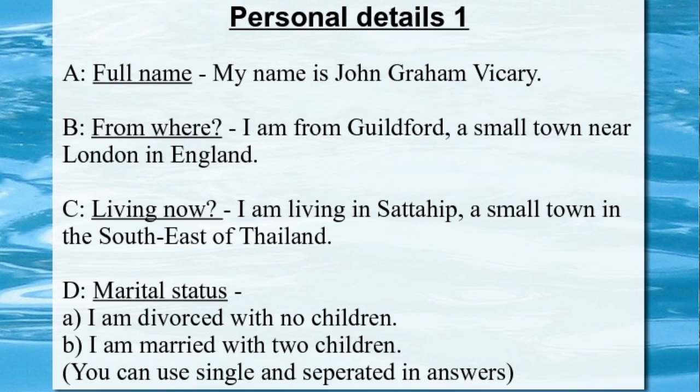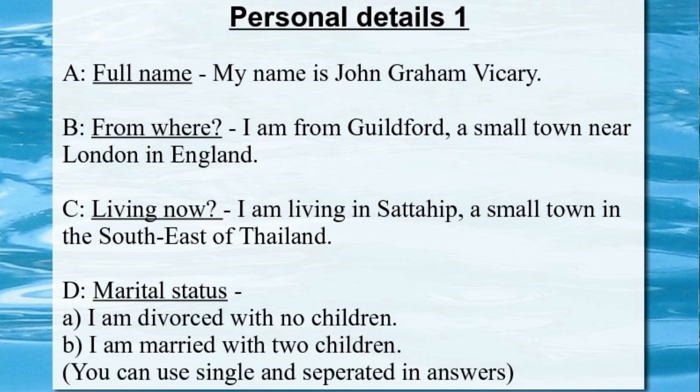B, where you are from, including town, country, and possibly state or county. Question, where are you from? Example, I am from Guildford, a small town near London in England. You must focus on your birthplace here, not where you are living. C, where are you living now? Example, I am living in Sattahip in the southeast of Thailand.